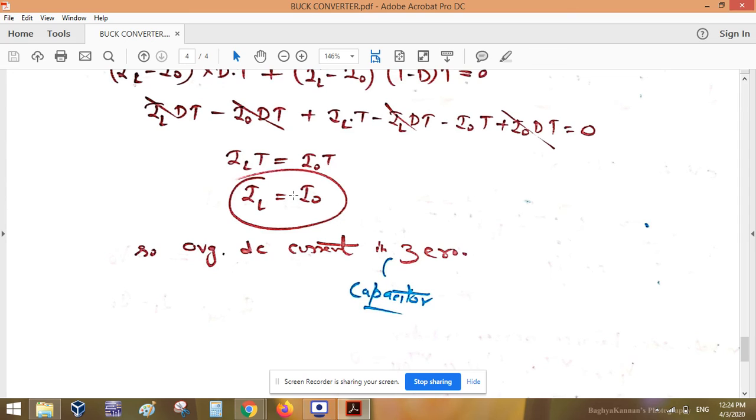You also know that the capacitor reactance is given by 1 upon j omega C. For the DC current, the frequency is 0. Frequency is 0, so 1 upon 0 is infinite, and we have already proved it.